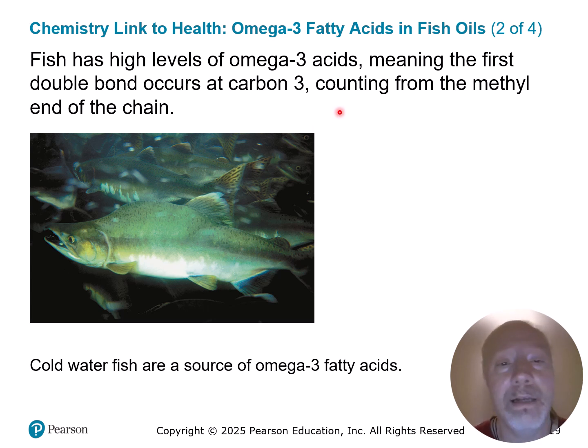Now, fish have high levels of omega-3 acids, and you can imagine what that means. That means if you count from the end of the carbon, you go to the 1, 2, and 3 carbon, you start to get a double bond. You get a point of unsaturation even earlier than you do with the omega-6, right? So they're in fish, and cold water fish often have lots of omega-3 fatty acids.